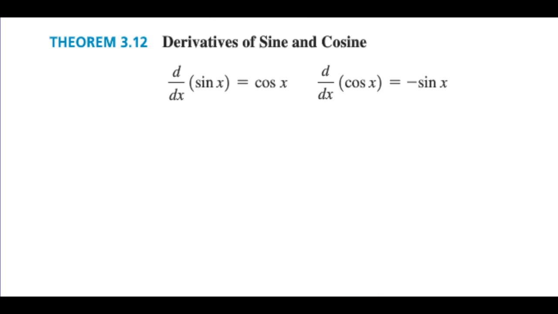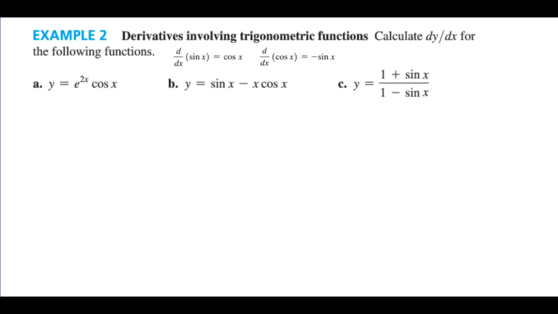And the derivative of cosine is going to be negative sine. Again, I'm not going to derive that for you. I'm going to spend time in this video showing you some examples, but we can certainly go through and derive those for you if you'd like.